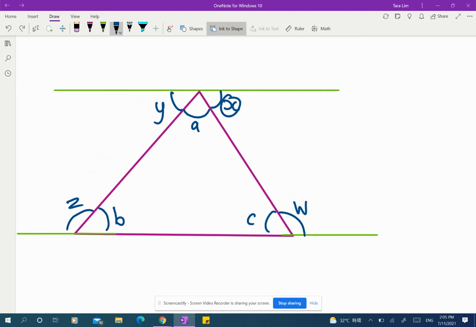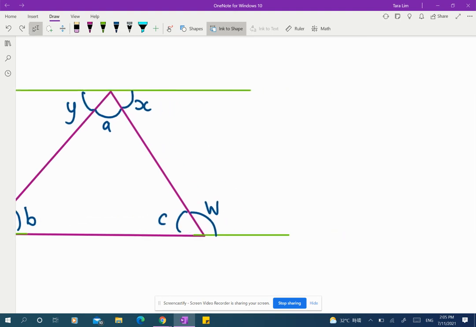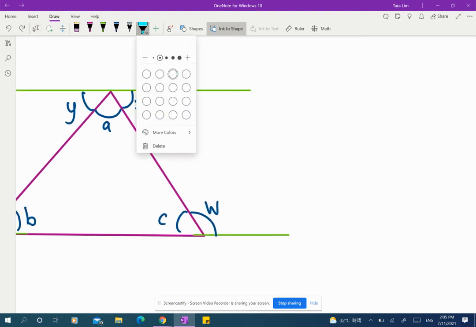So first of all, we must find the relationship between these angles. So first we need to find the relationship between all of these angles. So first here, we know that there is something called the alternate angles and the corresponding angles.